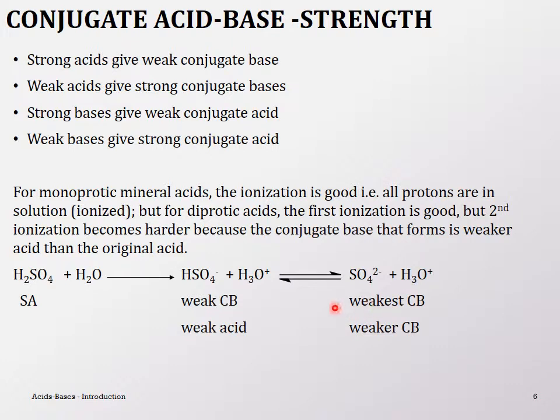And so this is the driving force. Once you're going towards weaker and weaker, it's going to go there, which is why if you have sulfuric acid in solution, you will not find any H2SO4 in the solution. You will find either hydrogen sulfate ions or sulfate ions, along with the hydronium ions. You will never find sulfuric acid as a molecule by itself, because everything will ionize to give the weaker conjugate base or the weaker acids.